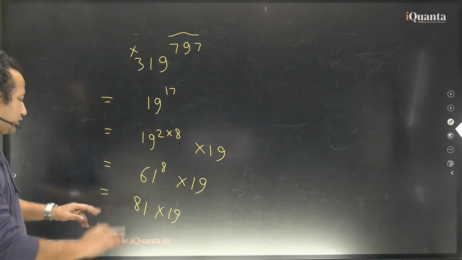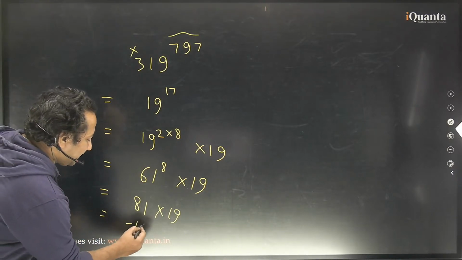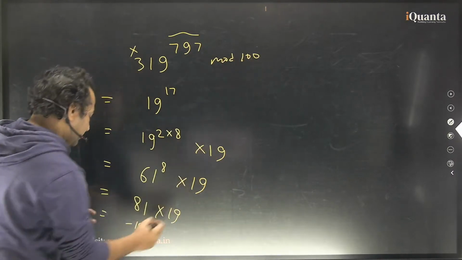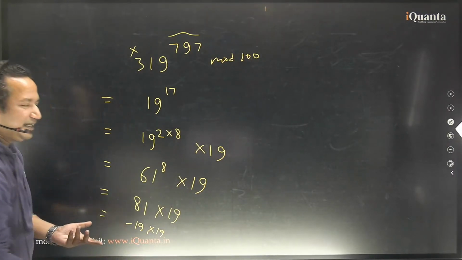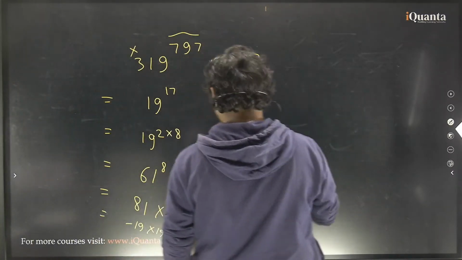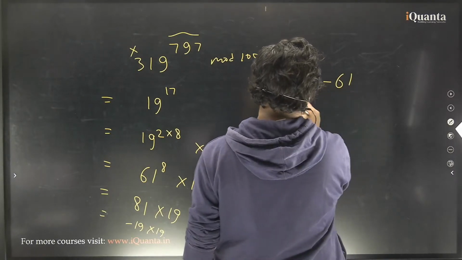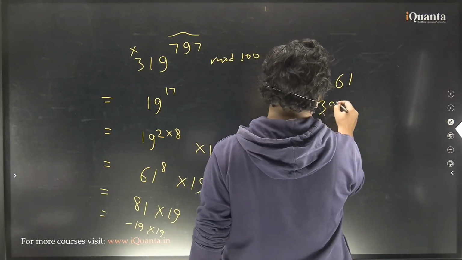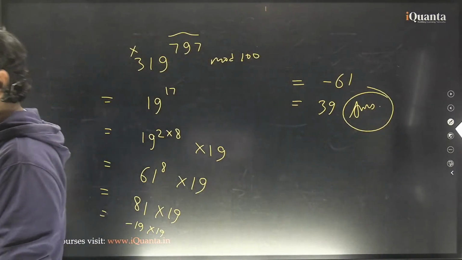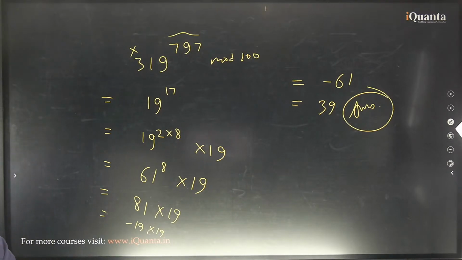Got it? So 81 is basically minus 19 because it's mod 100 after all. Minus 19 multiplied by 19 is minus 361. Ends with minus 61. Is this clear? Ends with minus 61. 100 minus 61 is 39. That is our answer. This is something what I have shown on the board. You don't even require that. आप अपने कॉपी में सिर्फ 1 या 2 स्टेप लिखोगे और बाकी in your mind you can solve it. And I think a lot of you have done it the same way.